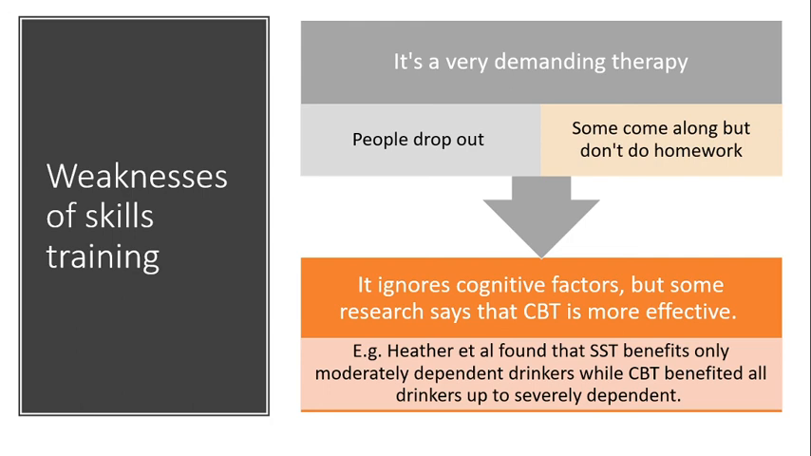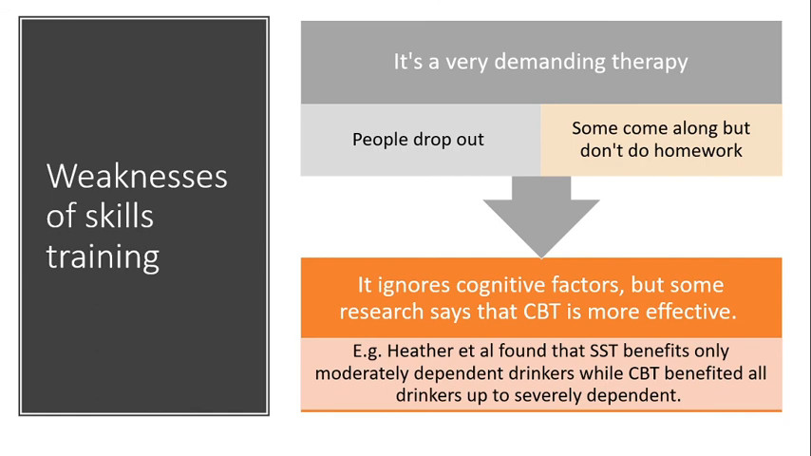The second issue is that although the Toniato study said CBT and skills training are equally effective, there are other studies that say CBT is more effective. So this is contradictory evidence, saying that we should be looking at cognitive factors, that they're important. This particular study by Heather found that social skills training did help some people, but CBT benefited everyone right up to the most severe cases.